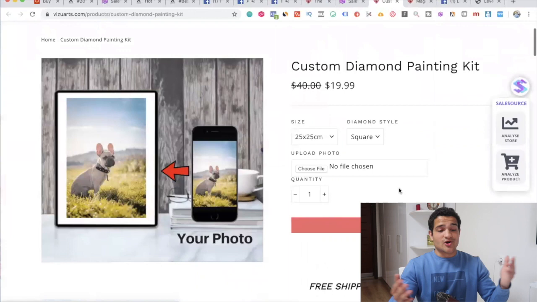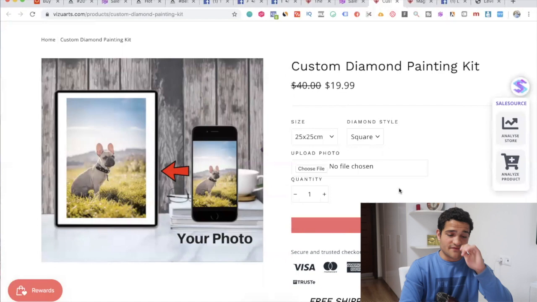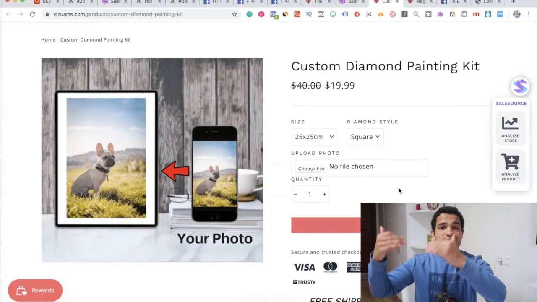So people can actually upload their photo and they get their own customized diamond painting kit. I think that's a beautiful idea. And if you have any type of store really, and you want to sell product for Christmas, this fits in. Personalization products are getting very popular. A lot of stores are selling products where you upload an image, you get a product based on that image. So I think this one could have a lot of potential.